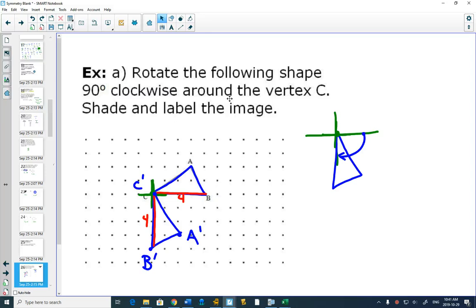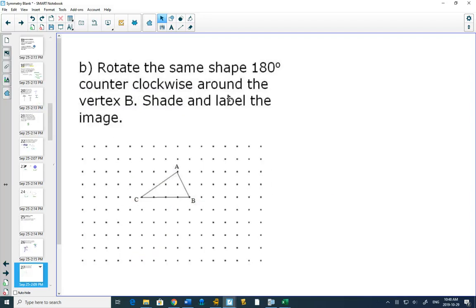I'll get you to do B on your own, and then we'll do C together because C is a little bit trickier. C uses a different kind of graph paper. All right, let's check how you did on B.